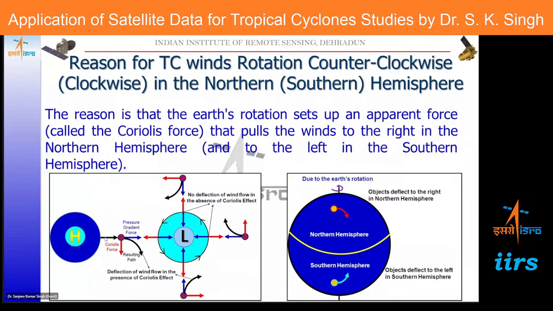So when wind starts moving from high pressure to low pressure, you can see this part of the wind. Due to the pressure gradient force, wind starts moving from high to low, and at the same time the Coriolis force acts and tries to pull the wind to the right, and the resultant path of the wind will be like that, anti-clockwise. Likewise, the wind starts moving in an anti-clockwise direction.